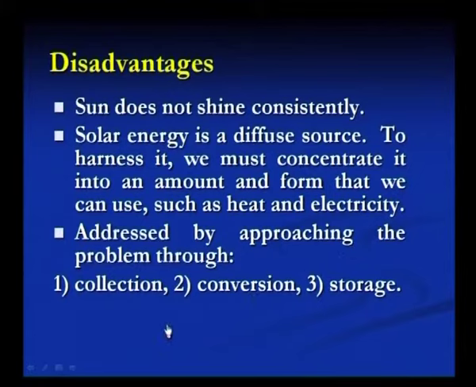One is collection, secondly conversion, and thirdly storage. Collection refers to how we collect this diffused source of energy very efficiently and effectively. Secondly, how do we convert this collected form of solar energy into various other useful forms, especially heat energy or electrical energy. And thirdly, how do we store it? This is another very important point, because the sunshine is not always there, and whenever it is there, we have to collect it and convert it into some form which can be stored.